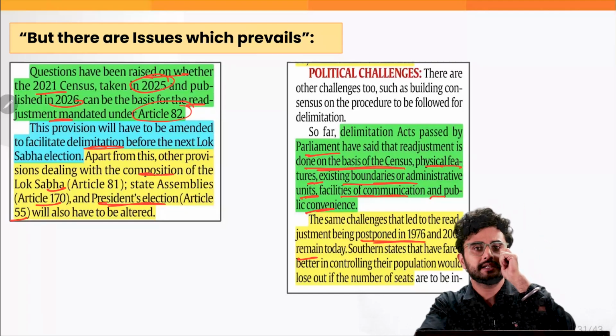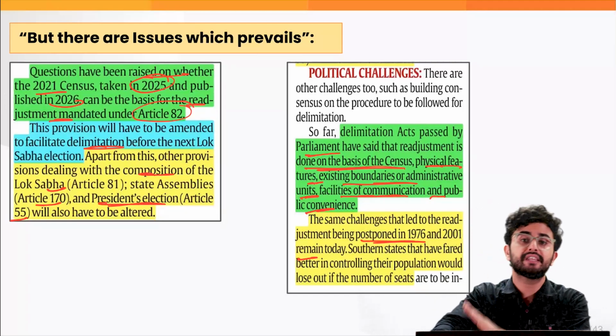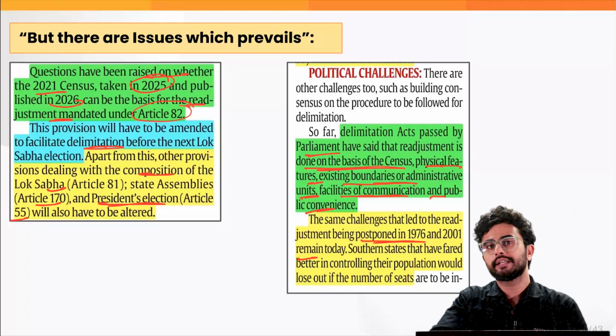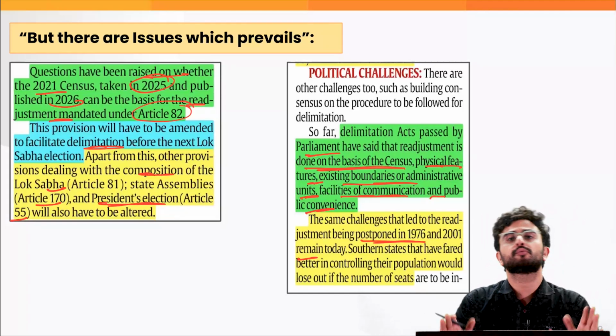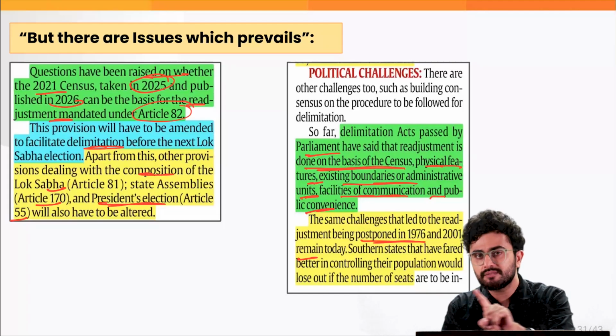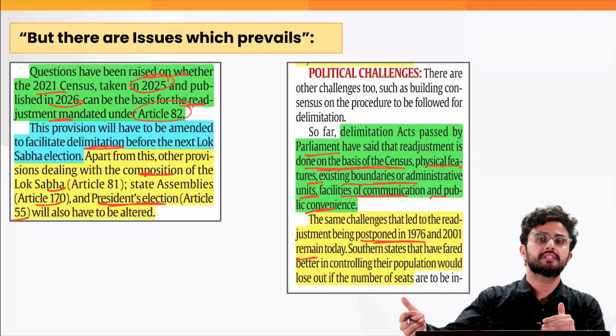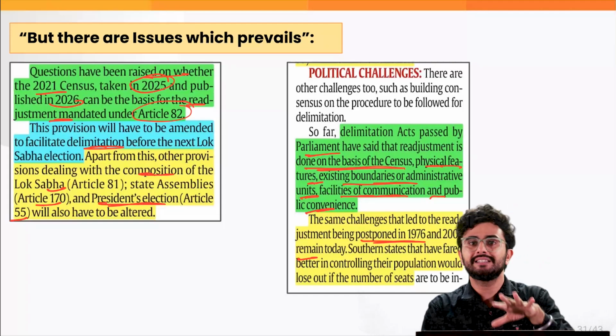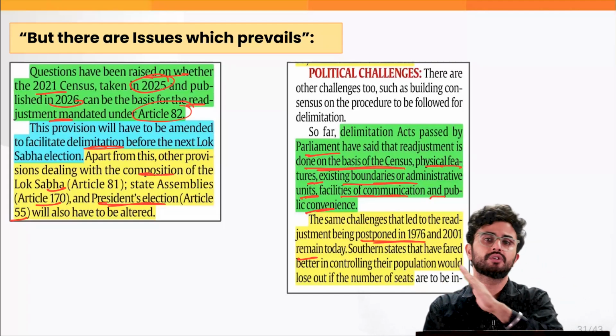Because there are certain states which have done very well in their demographic performance. Basically, they have curbed their total fertility rate and they have maintained a sustainable population. But when this readjustment takes place, as we are going to give the states their share in legislative assembly or Lok Sabha, obviously the states with larger population will get more seats.